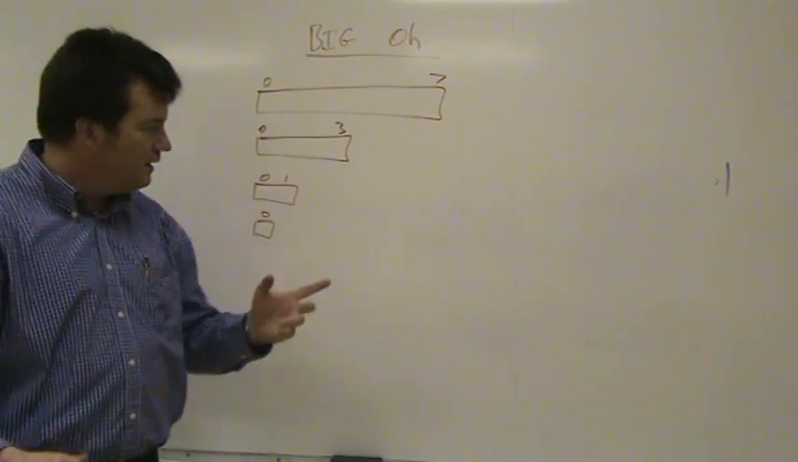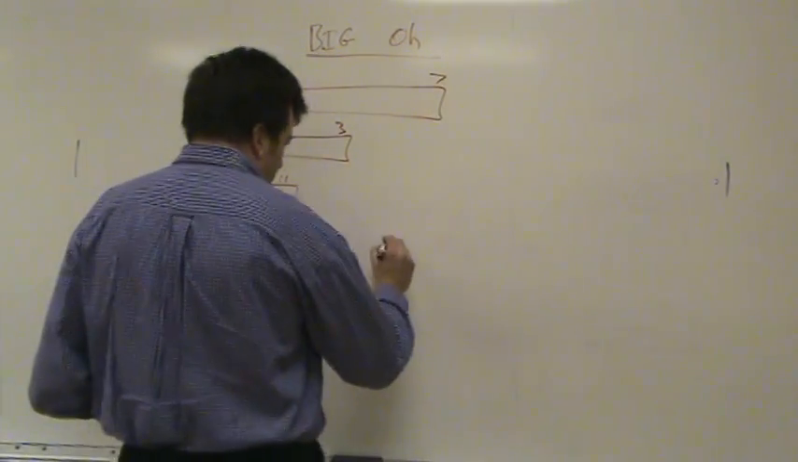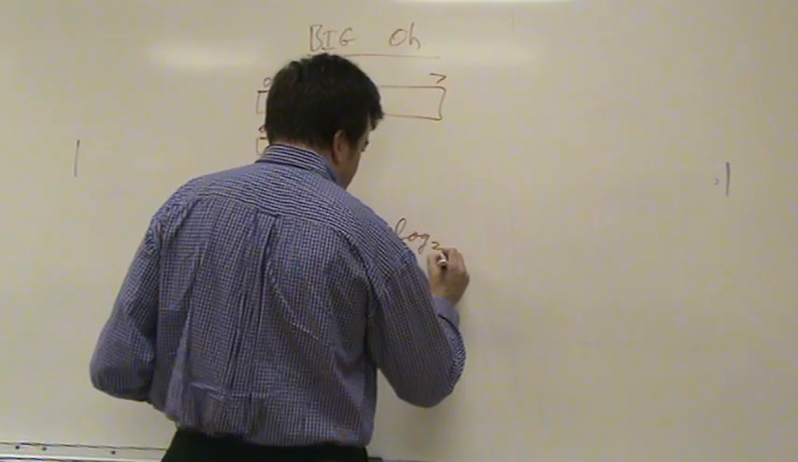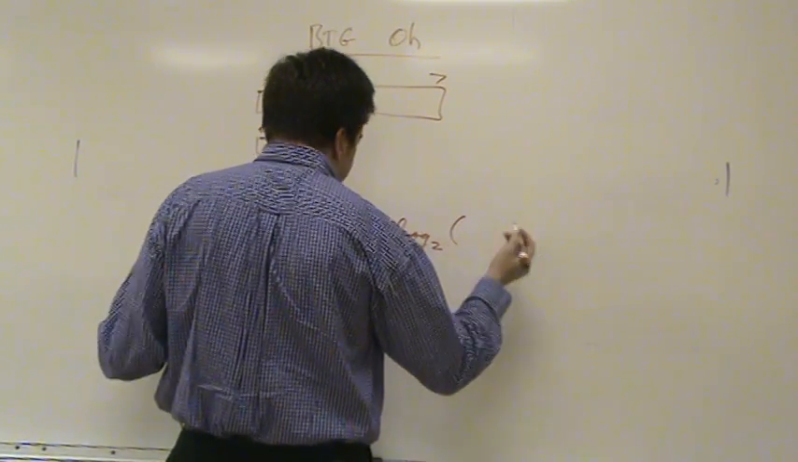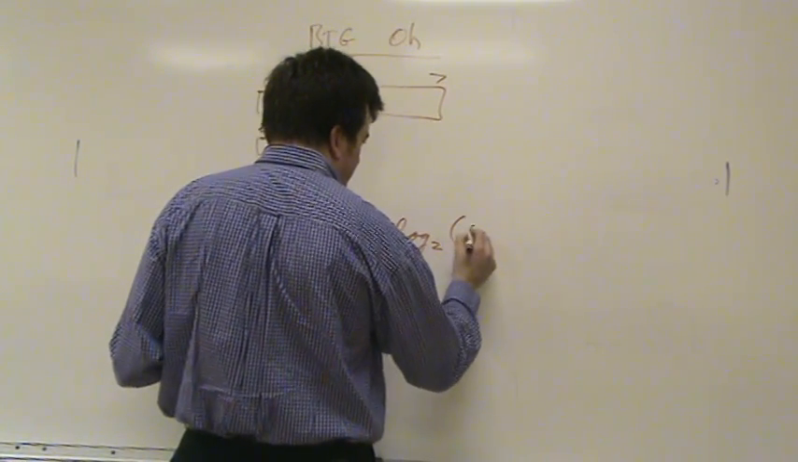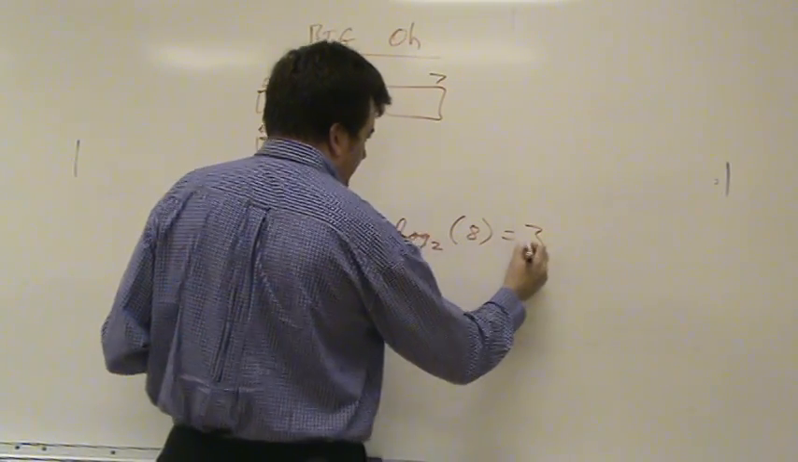It ends up being log base 2 of whatever the original number was. Let's say it was 8. Log base 2 of 8 is 3.